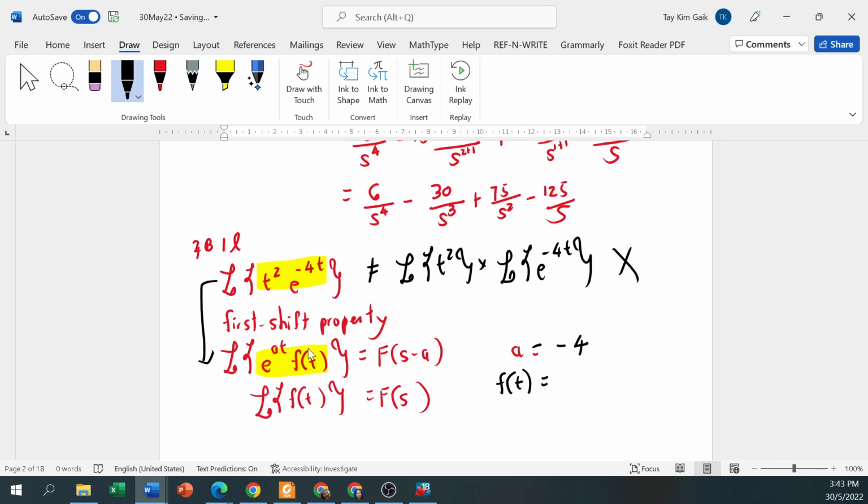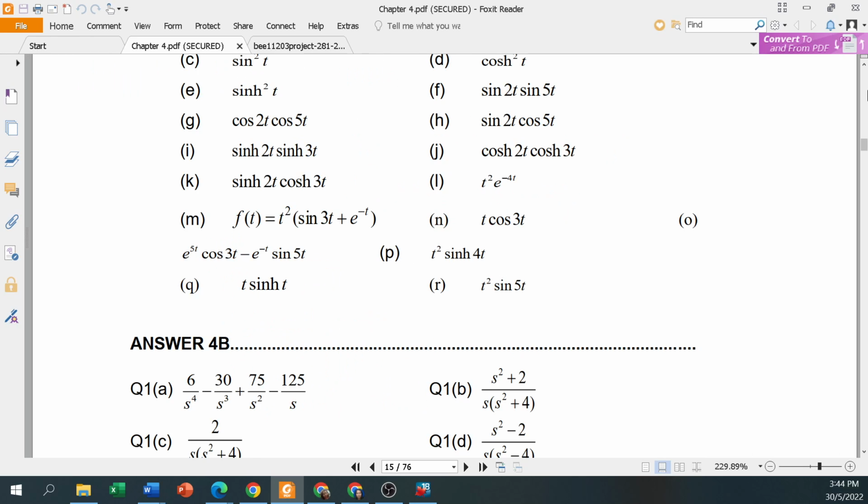And then call the next one. Yes, okay. Compare the first shift property with the question here. Exponent at you compare with exponent negative 4t, so a is negative 4. And then tell me, compare f of t with t squared. So tell me what is your f of t here. T squared. Yes, thank you. So you can solve this question using the first shift property, where the result is F of s minus a. We should have the formula.